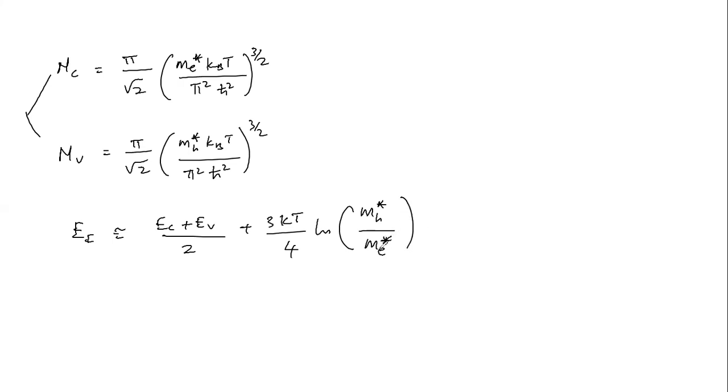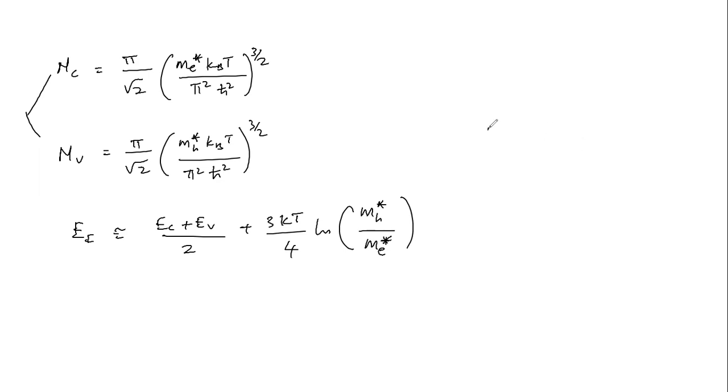And since the effective mass of the electron at the bottom of the conduction band and the effective mass of the hole at the top of the valence band are the same, then the Fermi level, Fermi energy, must be at the middle of the energy gap separating the conduction band and the valence band.